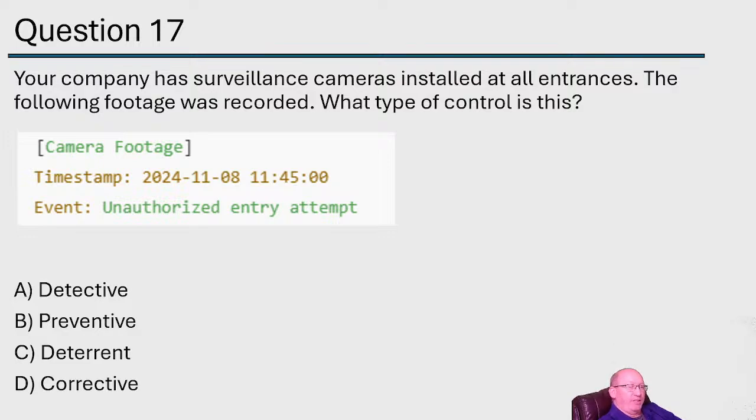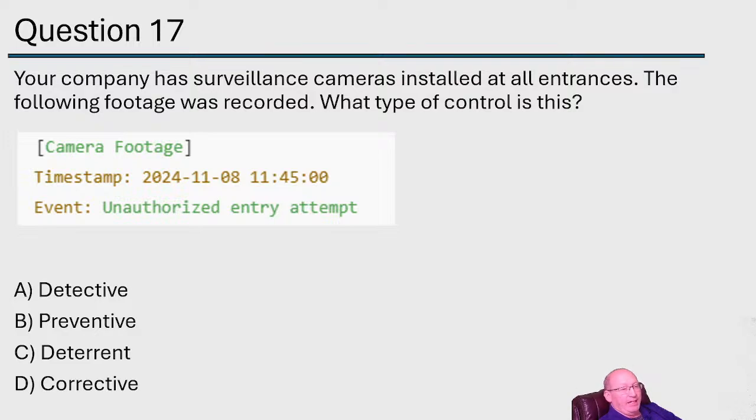Is it a preventive control? Last time I checked, preventive controls include something that actually prevents something from occurring. And unless that camera grows hands and arms and decides to stop somebody from entering or exiting, I don't think that's going to be the case. Then we have a deterrent control. Do we deter people from accessing it? I would say that a camera a lot of times does deter people. People see a video camera or a sign or something like that, they could be deterred. So A and C so far are our top 2 answers.